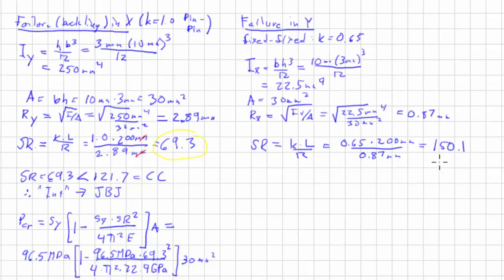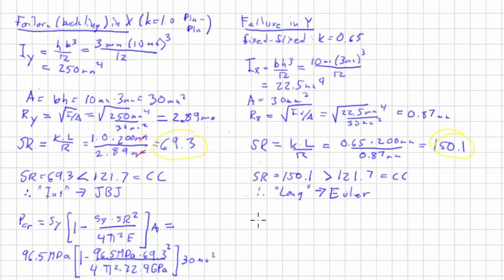150.1. So we go through and we compare it to the column constant, and it is greater than the column constant, which is at 121.7. That means that it is long, and that means we use the Euler method.